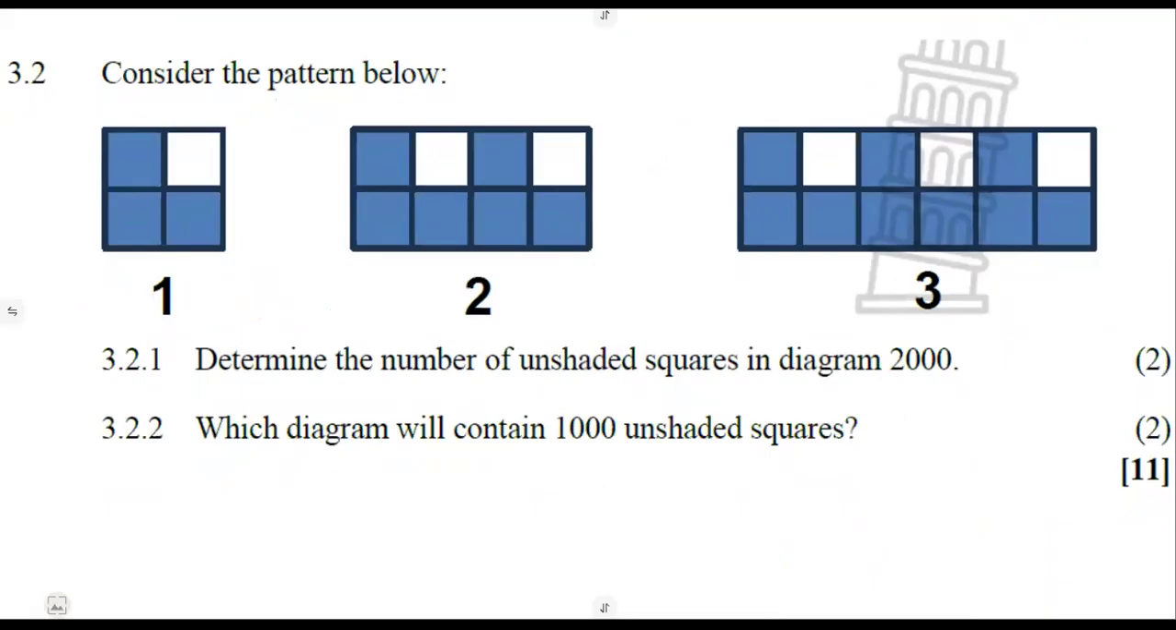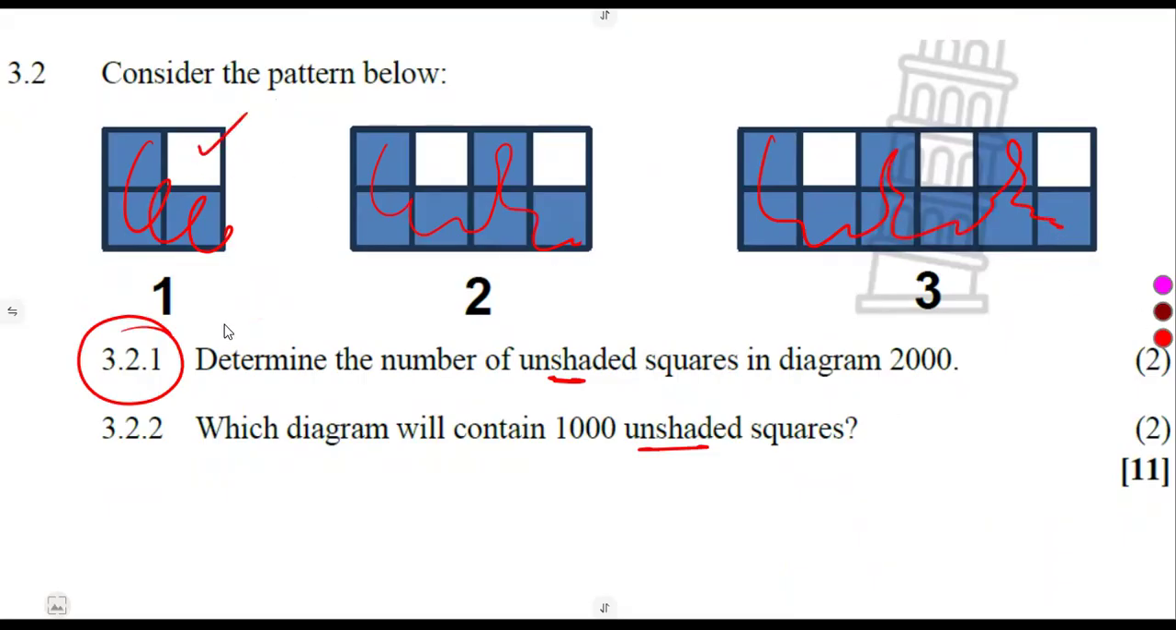3.2, consider the number pattern below. They are saying 3.2.1, determine the number of unshaded squares. So it's not about the part which is shaded. No, it's not about the part which is shaded. It's about what is not shaded. How many do we have? For the first one, it's 1. The second one, there are 2. The third one, there are 3, guys.